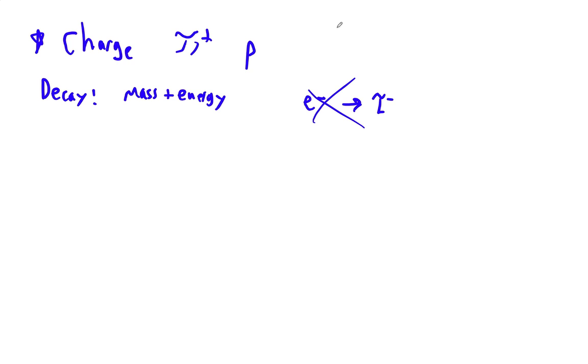A decay is when you've got one particle on one side and many particles on the other side. That's how you know it's a decay. So mass and energy in a decay: definitely you can't decay into something that's more massive than you.